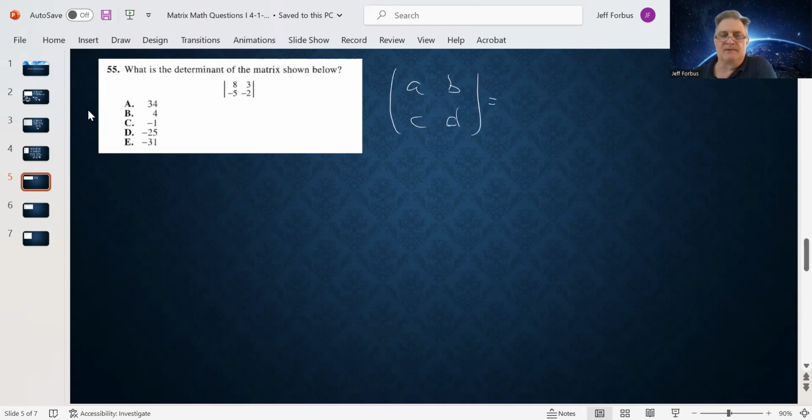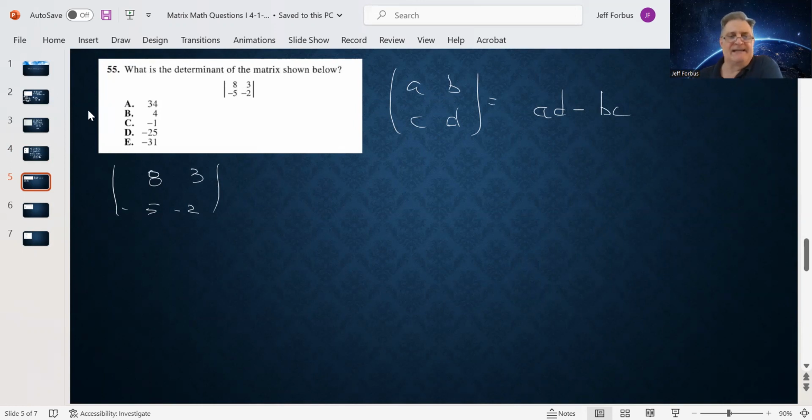That's going to be equal to saying A times D minus B times C. There's our formula. Notice what our numbers are: 8, 3, negative 5, negative 2. Now they all correspond to our A, B, C, and D in that order.